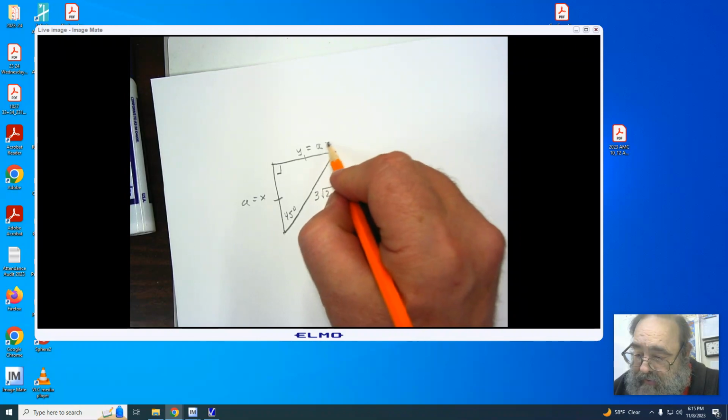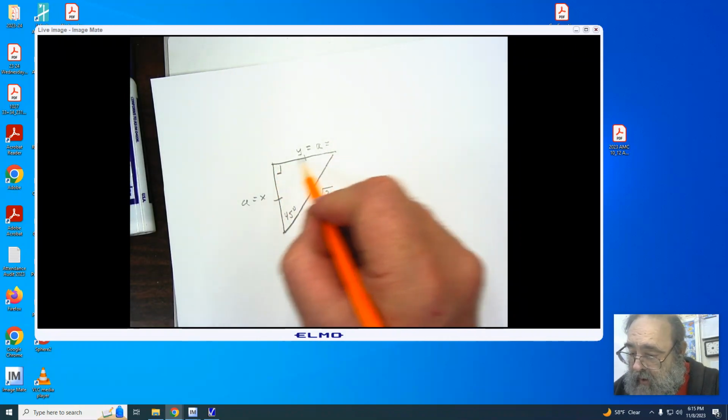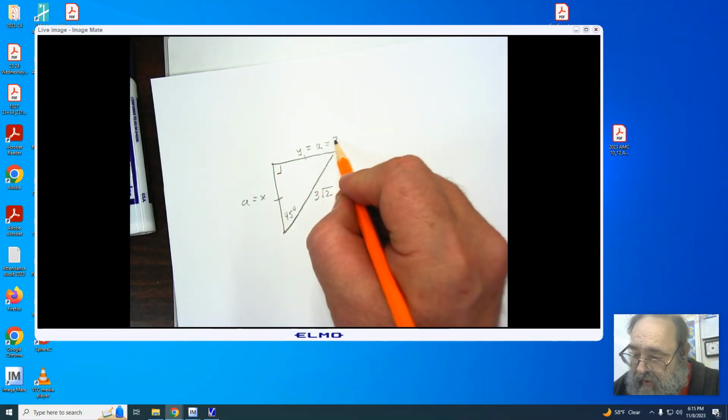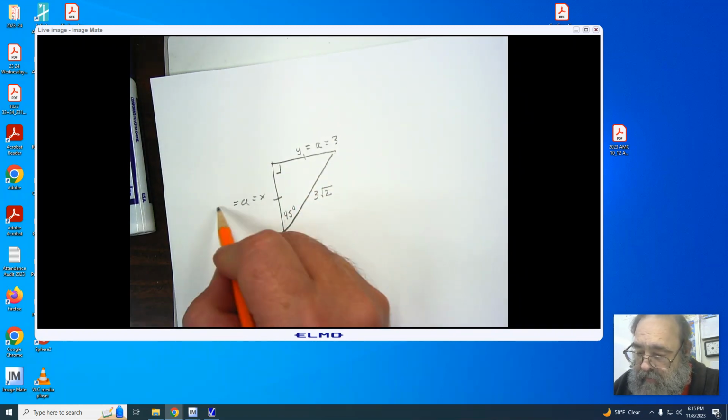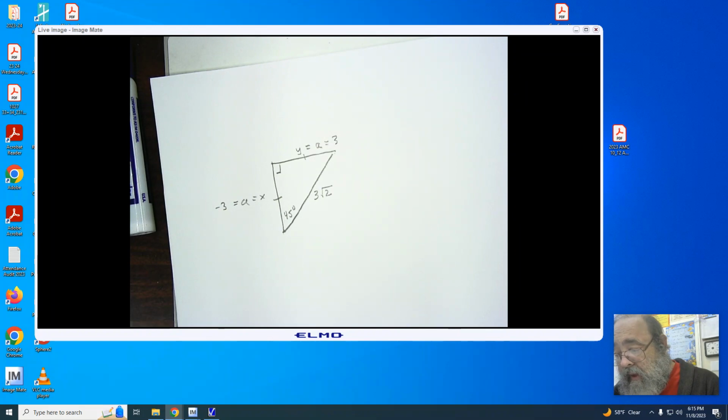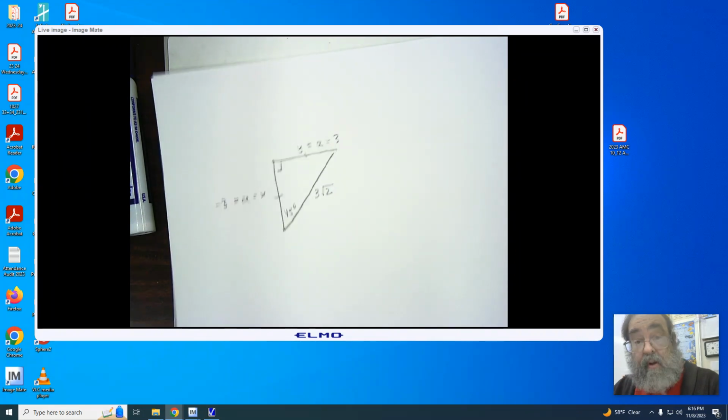The problem is this x moves along the positive x-axis, so it's a positive 3, but this goes down, and therefore this value would be a negative 3. Notice how I am including direction. Down is negative, to the left is negative, and to the right is positive, and up is positive.